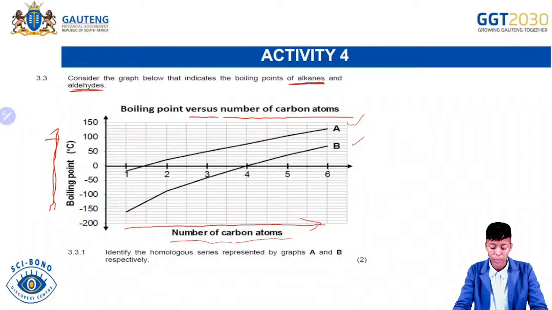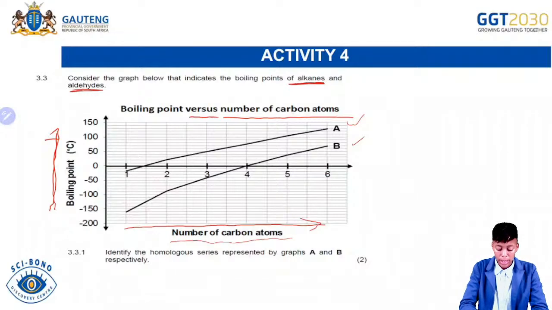So again, you need to use the table. London forces is your triple A, so the first one there is your alkanes. So already you know that you've got London forces, and under London forces you have alkanes. The next one was your dipole forces, and under dipole forces you have your haloalkanes, and then aldehydes, ketones, and esters. So the second one there is your aldehyde.